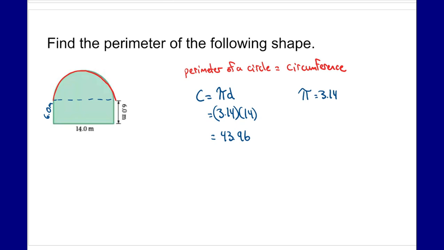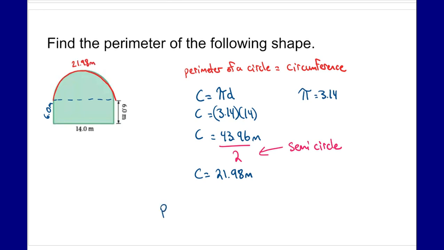But there's one thing we still have to do. This circumference is for a circle. We need to figure out a semicircle. Because it's a semicircle, or half a circle, I have to divide my circumference by 2. And the reason I'm dividing by 2 is because it's a semicircle. So in this case, I get that the circumference of the semicircle is 21.98 meters. We'll put that over here, 21.98.